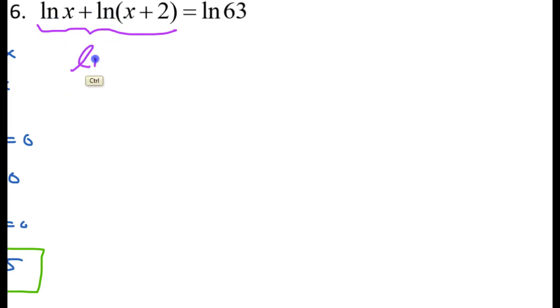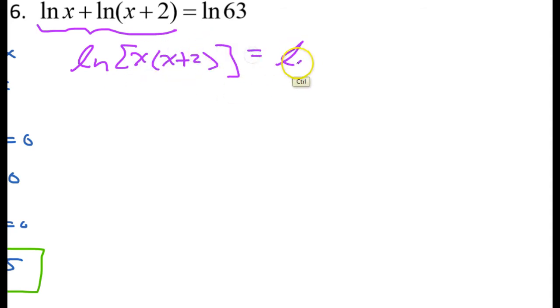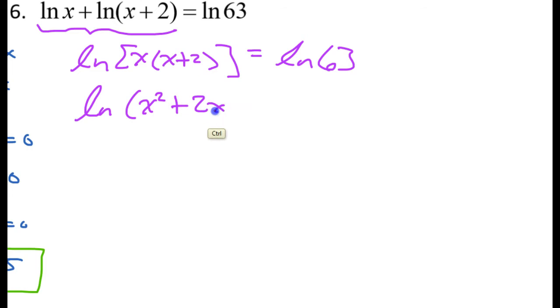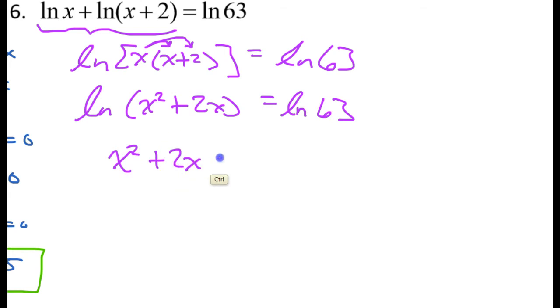So this will be the same thing as the natural log of x times x plus 2, because when you have the sum of two logs, it condenses to multiplication. So x times x plus 2. So of course that means I have natural log of x squared plus 2x. Alright, I'm just doing the distributive property right here. And that equals the natural log of 63. So now the argument must equal the other argument. So that means x squared plus 2x must equal 63.